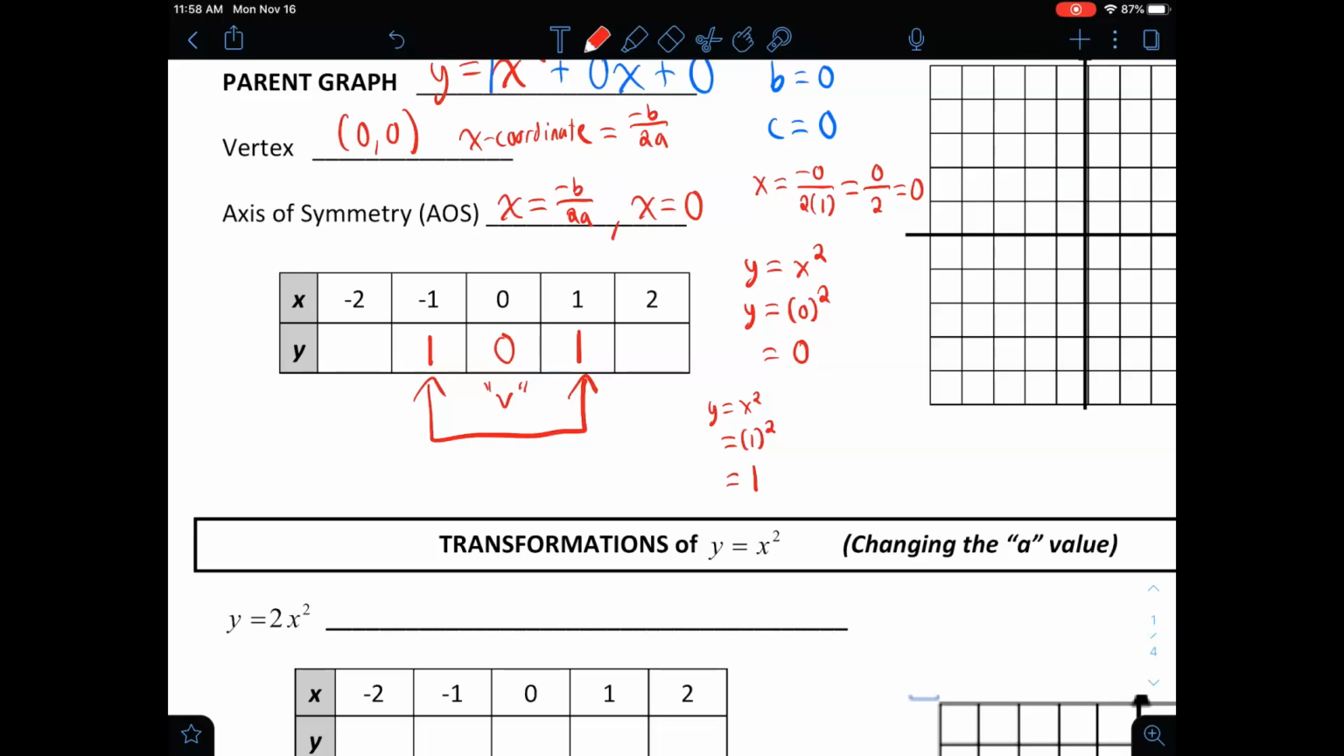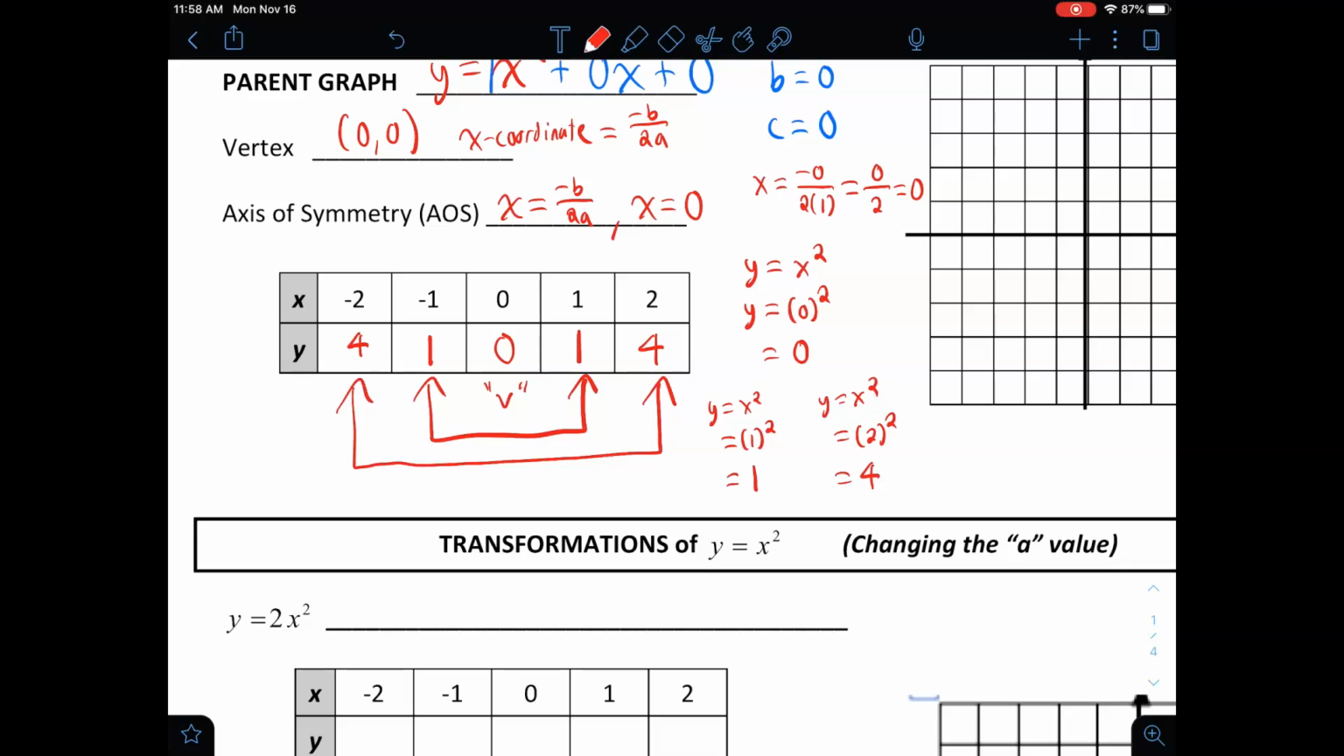Okay, let's do 2 now. So we have y equals x squared. We're going to plug in 2 for x. We got 2 parentheses squared. 2 times 2 is going to be 4. So if we get 4 for 2, we plug in negative 2 squared. Well, negative 2 times negative 2 is also 4. So you can see this is what I mean by mirroring.